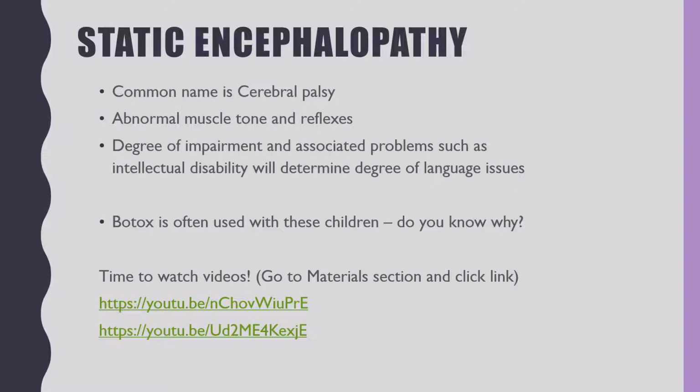The hallmark characteristics of CP is abnormal muscle tone and reflexes. Something happens during the birth process or just before or after that results in the child having neurological damage that affects their motor movement. They have abnormal muscle tone and reflexes.